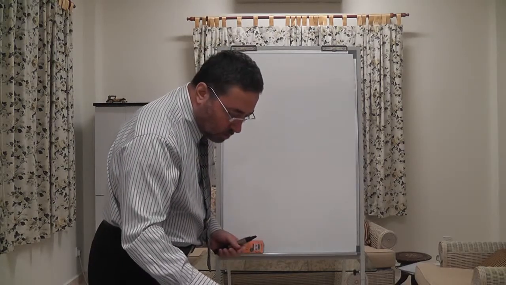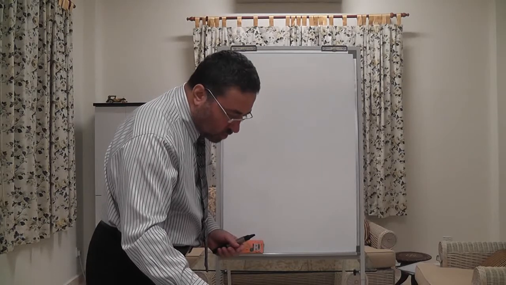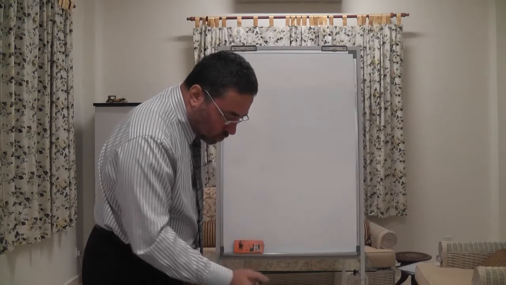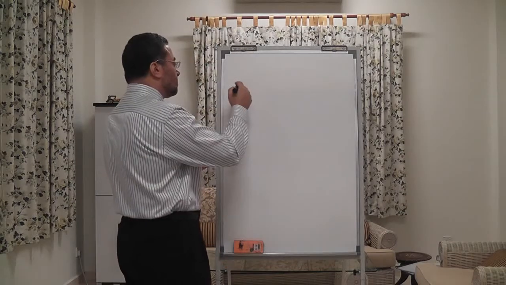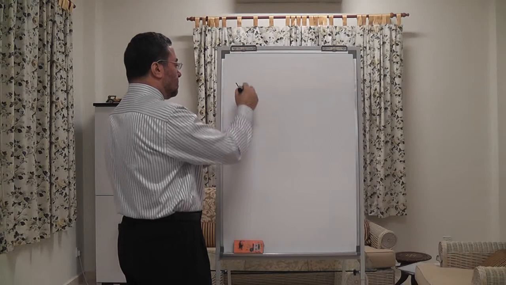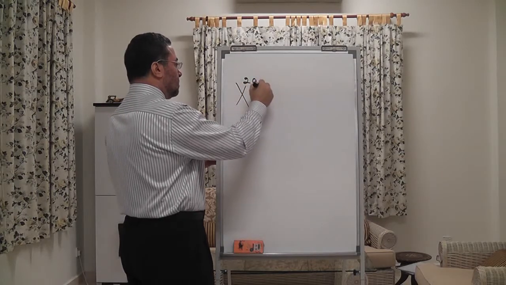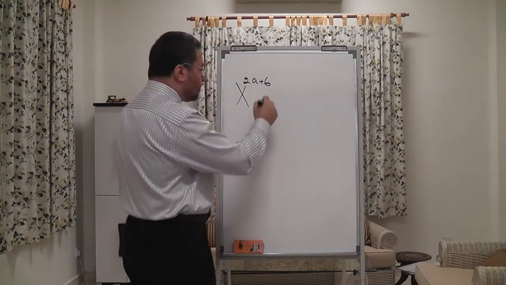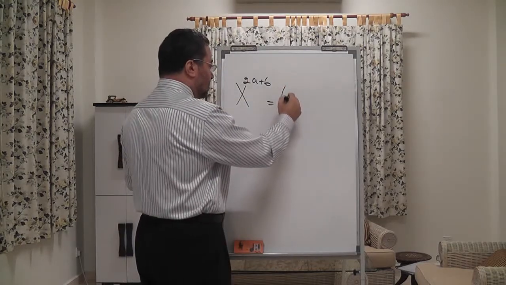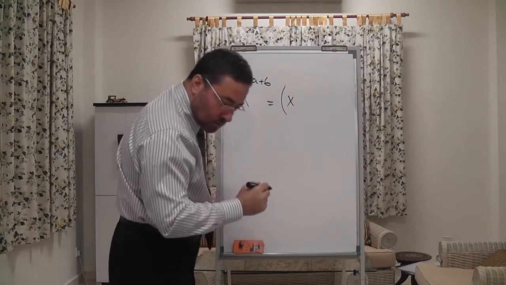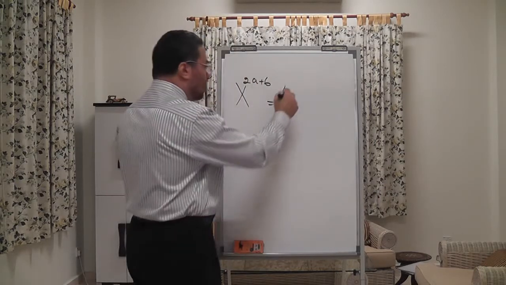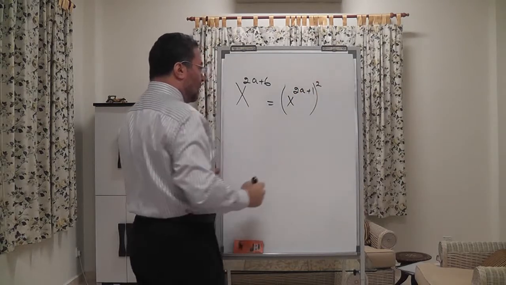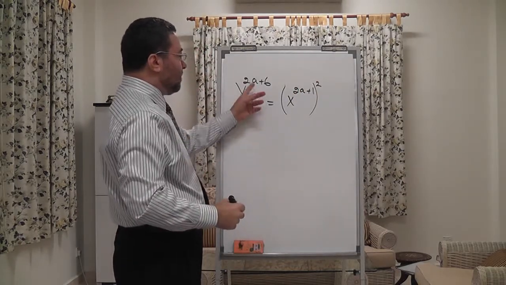Next is number 48. X raised to 2a plus 6 equals x raised to 2a plus 1 squared. Here we are supposed to get the value of a.